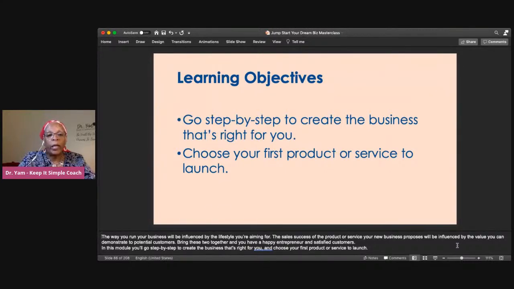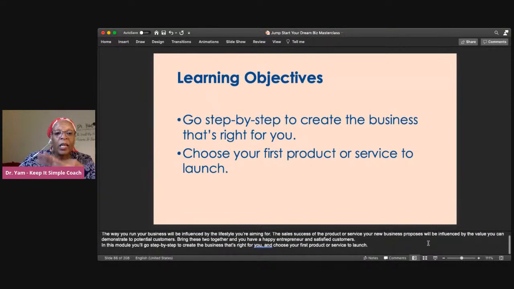You want to bring those two things together, the solution as well as the way in which you're going to deliver that solution to your particular customer, whether you're going to be a service-based business or a product-based business, or maybe a combination of both. In either case, you want to make sure that by combining the two you're going to make your life easier and make your customers satisfied. So in this module, we're going to step through how you create the business that's going to be right for you, and then choose the product and services that you're going to want to launch as a part of your business plan.